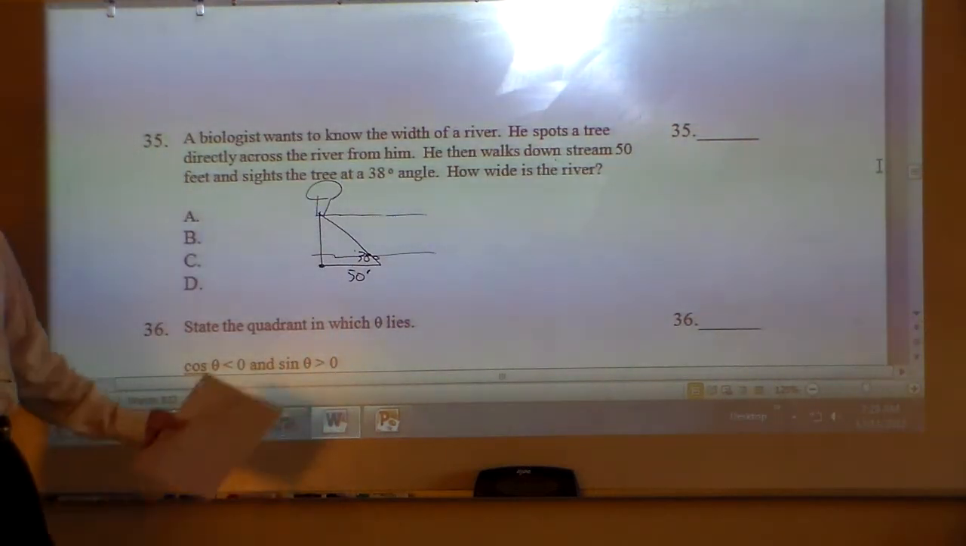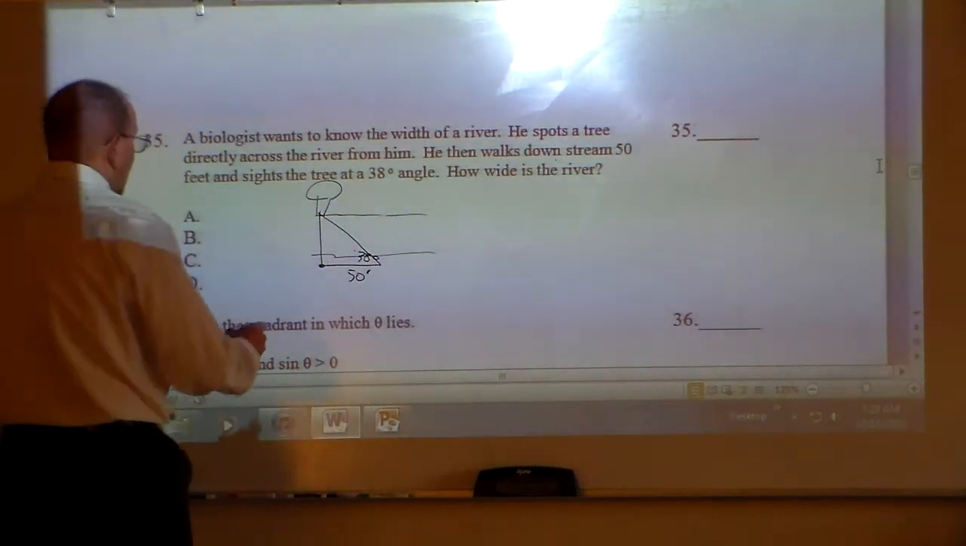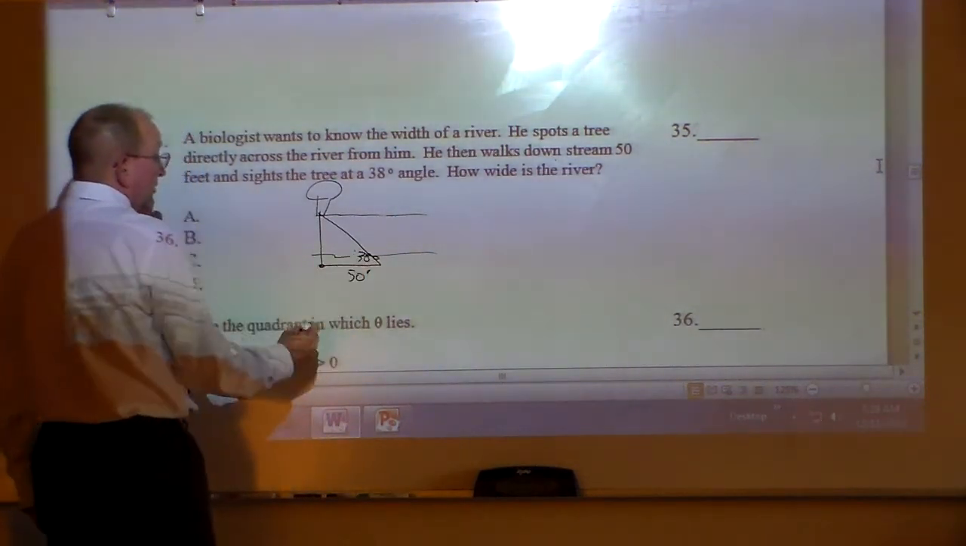This is how people like George Washington used to be able to figure out the width of rivers. They were surveyors. So anyway, we have 38 degrees here.